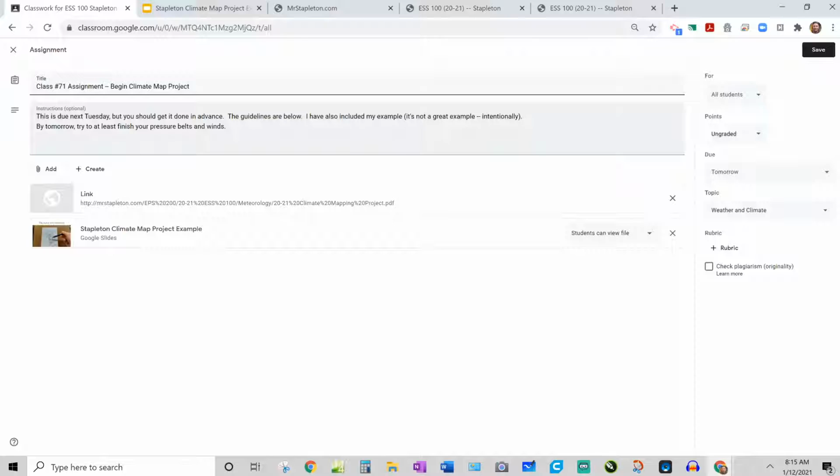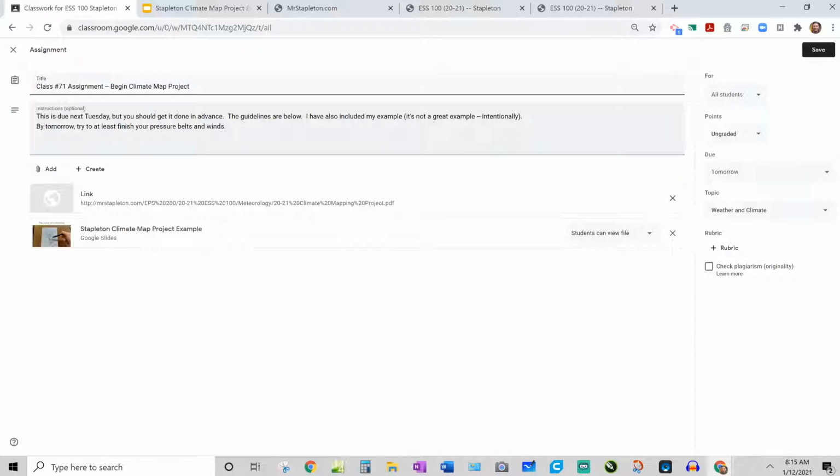If you wanted to really get on it, you could finish this whole climate map project today, and then you'd have very little to work on between now and next Tuesday. You'd just have a couple of quizzes, and I don't think they'll be too bad. This project should help you with the climate mapping quiz, because going through this, you'll have to really think about what causes these climates. So the guidelines are below.